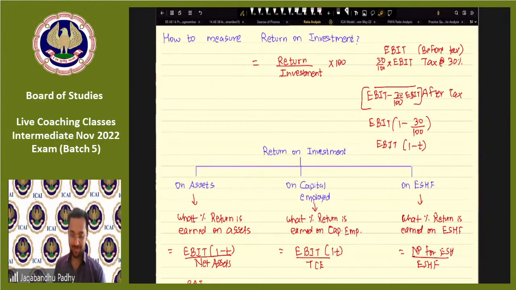What is investment? Whatever amount you invest for earning a return, for earning something, that's your investment. So you're investing in assets, so your investment is net assets. Your investment into the total capital of the business, that's total capital employed, is your investment. On equity shareholders' fund, I can say equity share capital and reserves are your equity shareholders' fund. So these are your return ratios, broadly the return ratios that we are talking about: on assets, on capital employed, on equity shareholders' funds.